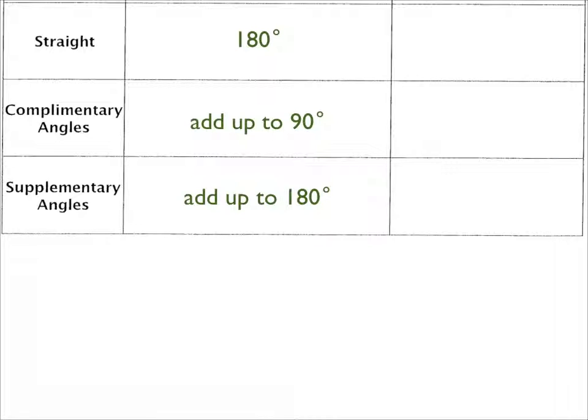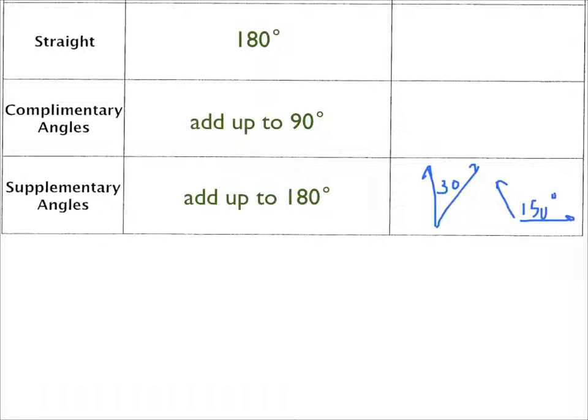The flip side of that coin is supplementary angles. They add up to 180 degrees. Okay? So now if I have a 30 degree angle, I say its supplement would have to be what adds up to make 180, which would be 150 degrees.